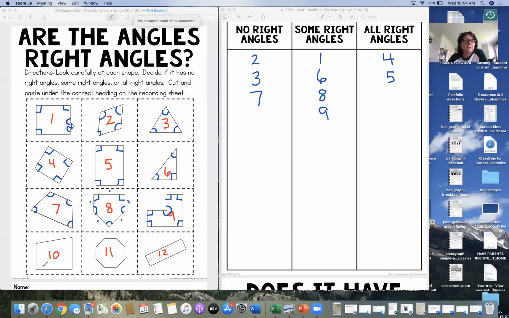Okay, let's go on to number 10. It's a polygon with 4 sides. We call that a quadrilateral. And if I look at it, it looks like these 2 angles on the bottom, you can draw square corners in, so those 2 are right angles. These are not right angles at the top. So I would call that a shape with some right angles. Put number 10 in the middle column.